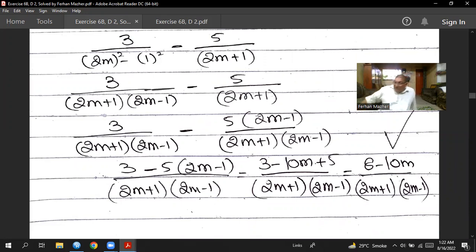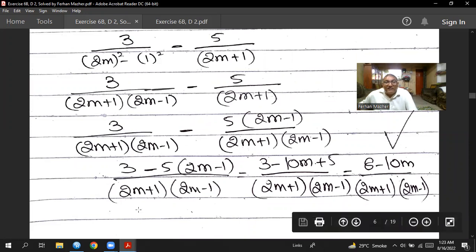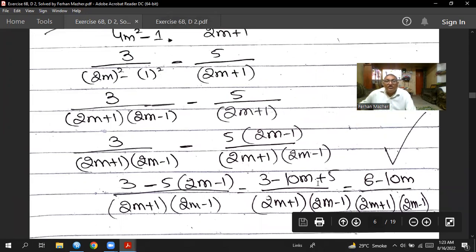So what will happen now? The denominators are the same in both the fractions, so we can write a single fraction with (2m plus 1)(2m minus 1). So 3 minus 5 bracket 2m minus 1. So you will have 3 minus 10m plus 5 divided by (2m plus 1)(2m minus 1). So this will be 8 minus 10m divided by (2m plus 1)(2m minus 1). So this is how you will do this question, a little tricky question.